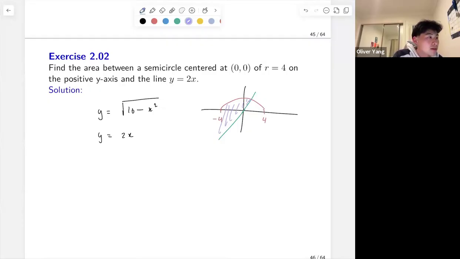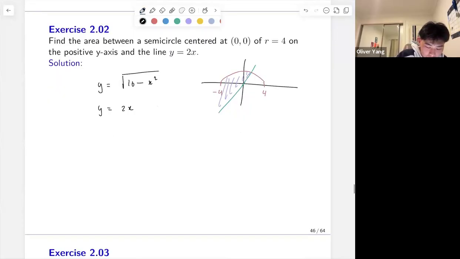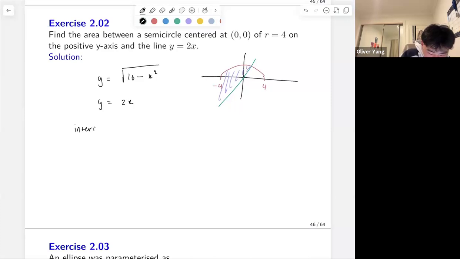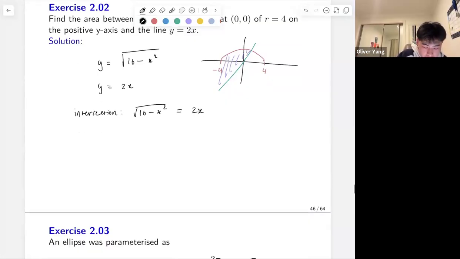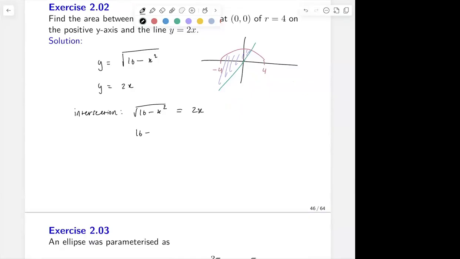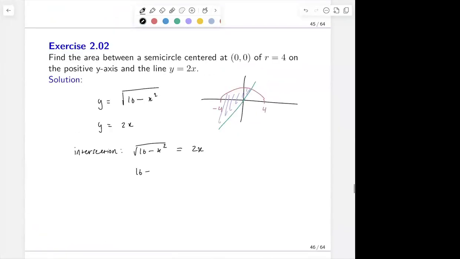No, that's pretty chill. We're first going to find the intersection. It's just going to be the square root of 16 minus x squared equals 2x. And then this is going to be 16. Student: How do we know if the area is the bigger side and not the smaller right side?